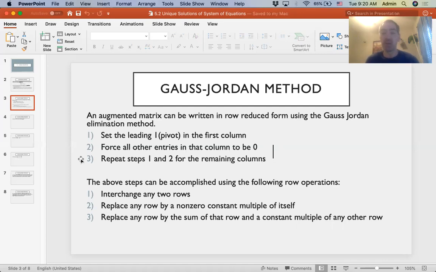If we have a third column, then we would set the third entry in the third column to be 1. Everything else in that column, 0. Okay.